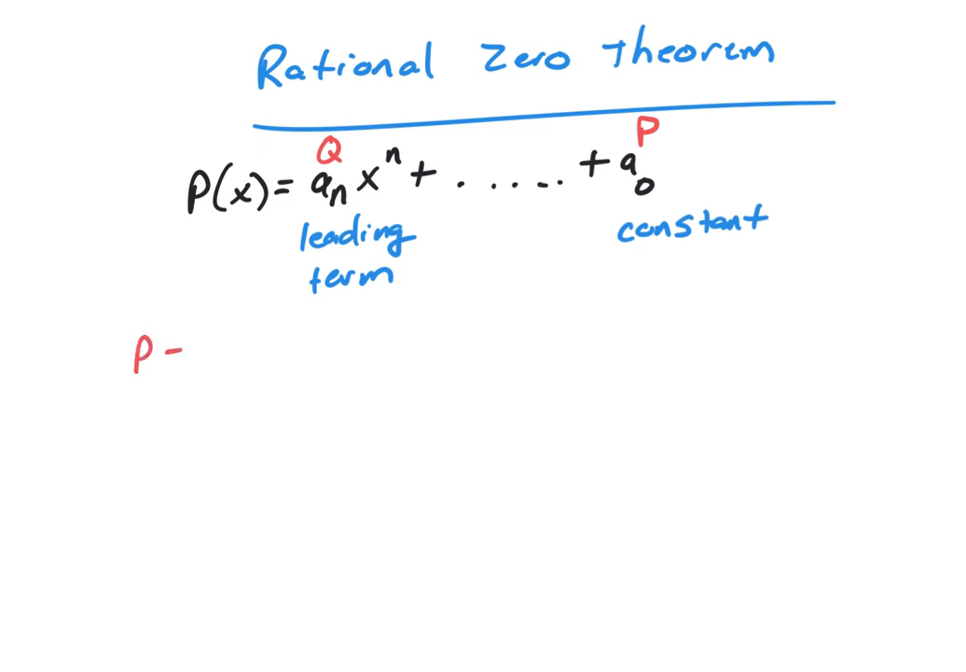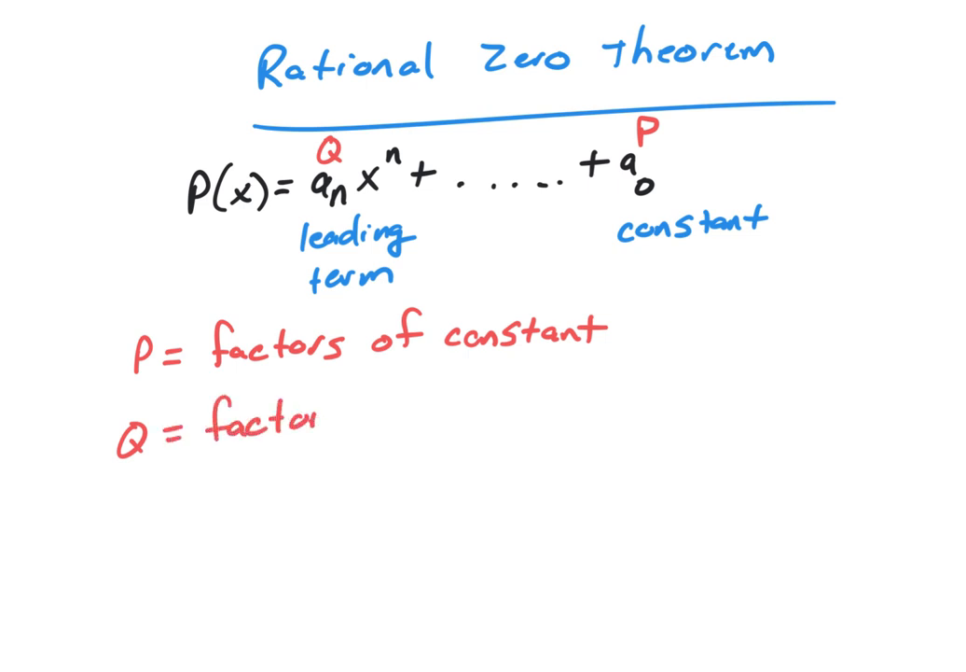Okay, so p is going to represent factors of the constant, whatever that constant number is. Q is going to give me factors of the lead coefficient. Okay, the coefficient is the number out in front.